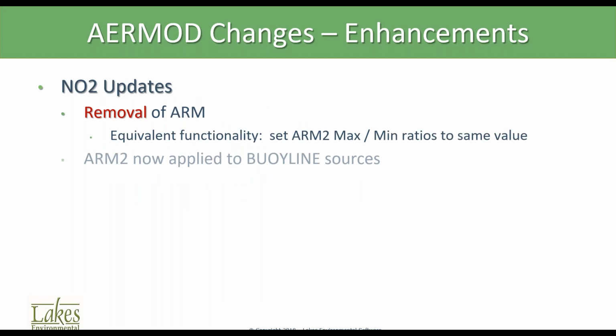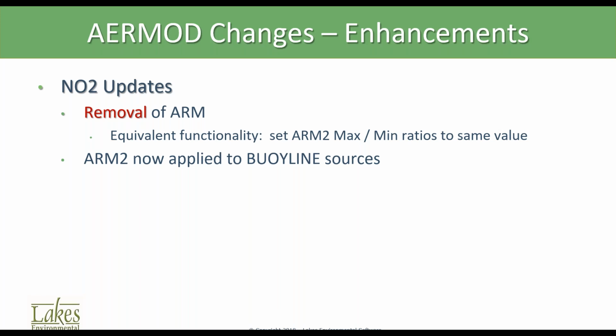Further changes to AERMOD, additional enhancements, include some updates to the nitrogen dioxide routines. The old ambient ratio method, or ARM, has been removed. The original implementation of ARM was a single application where you would specify one percentage, and that percentage was applied to all concentrations. It would assume total NOx was emitted, and it would multiply the total NOx concentrations by that percentage to estimate NO2 concentrations.